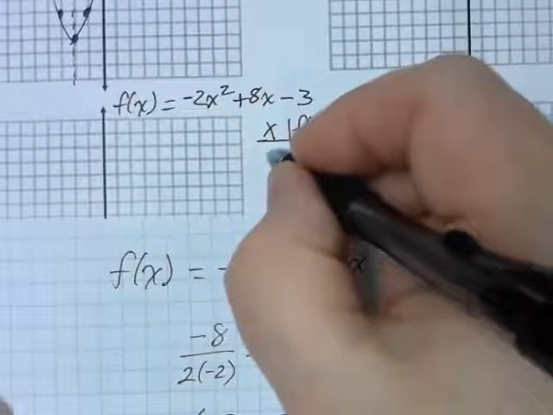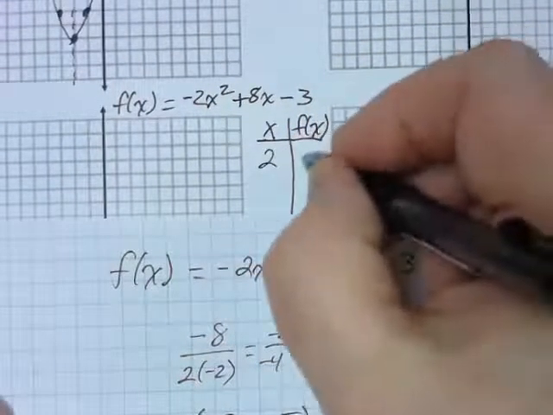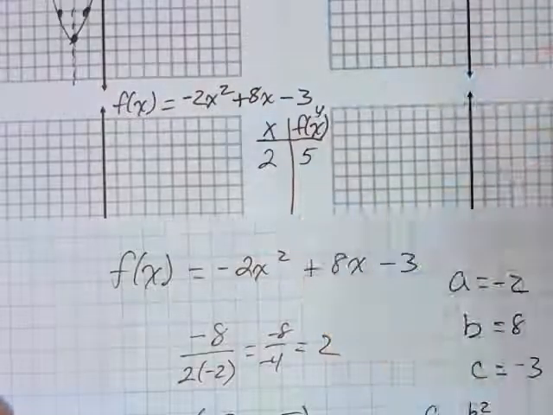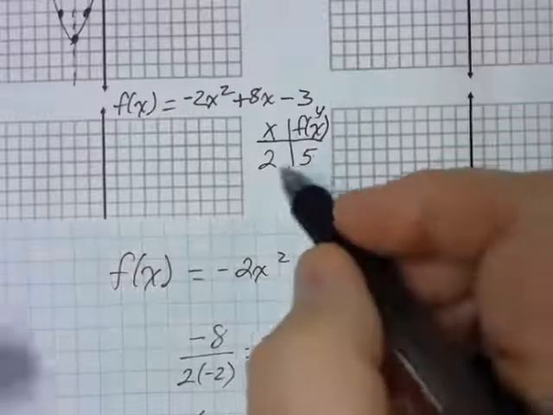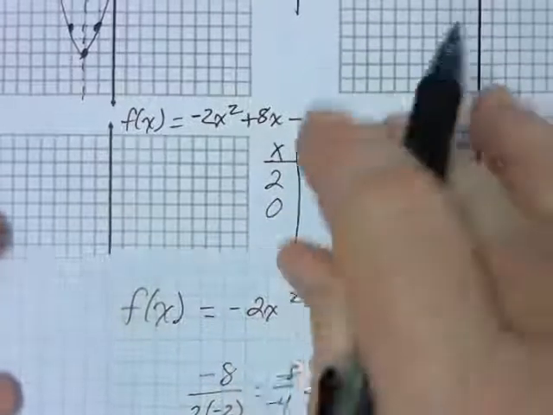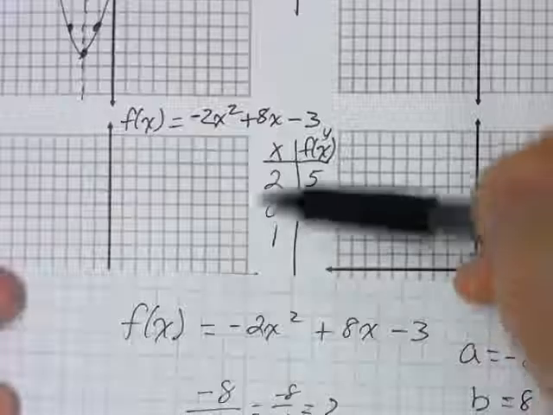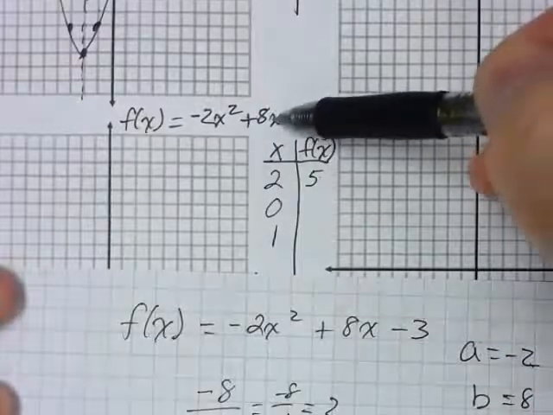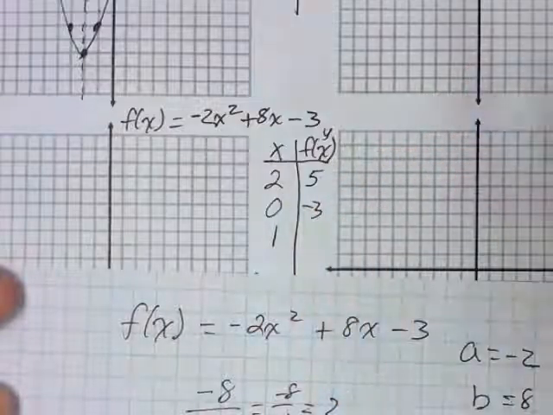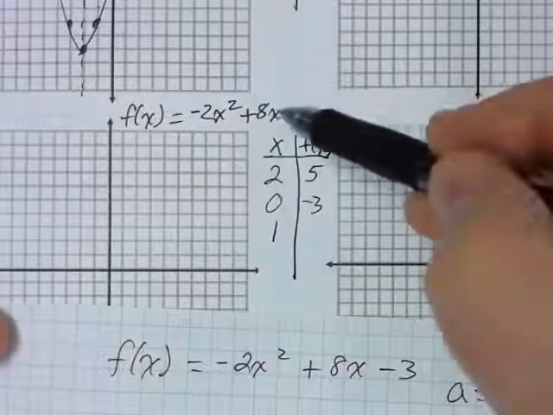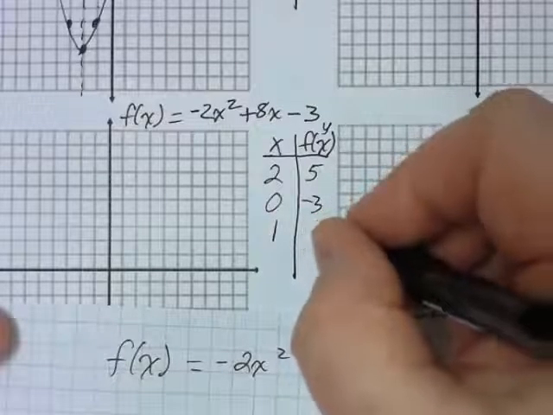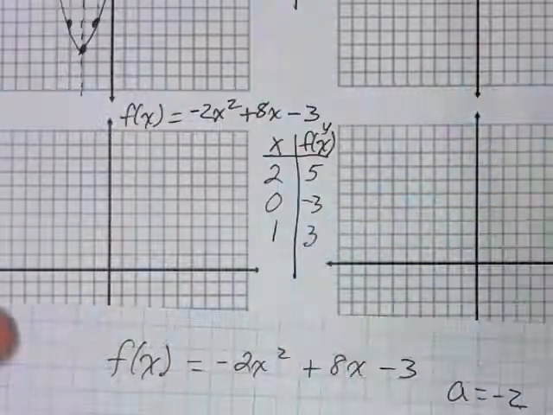So I'll come up here. If I have an input or domain of 2, my output, or f of x, would be 5. Again, that's the same as the y value. And I like to choose 0, and the number that's between 2 and 0 would be a 1. So if I put a 0 here and here, my output will end up being -3. And if I put a 1 here and here, my output will end up being a +3.